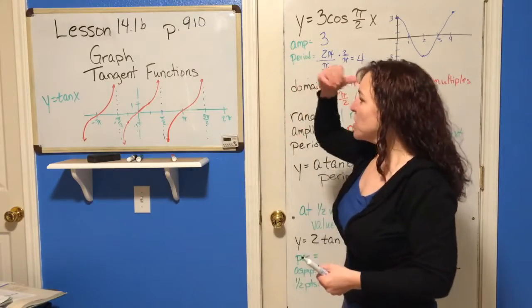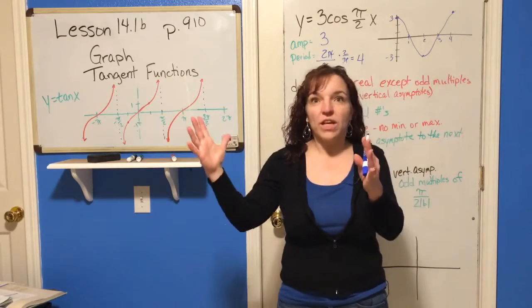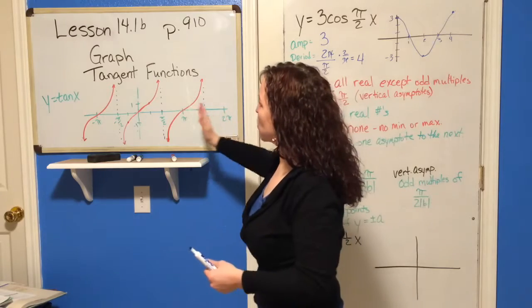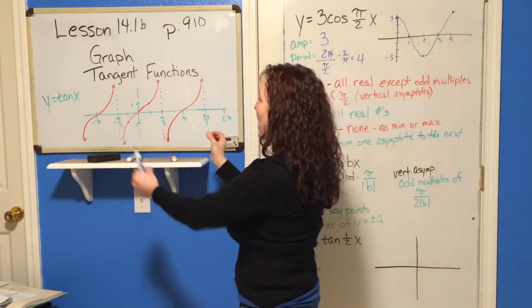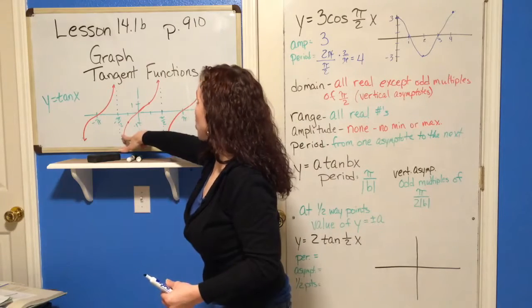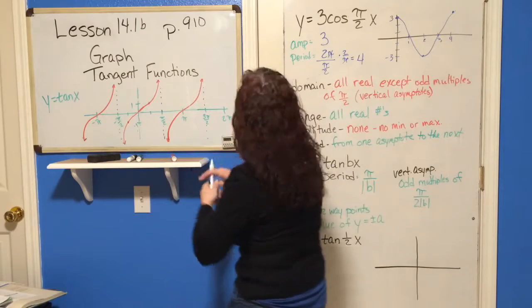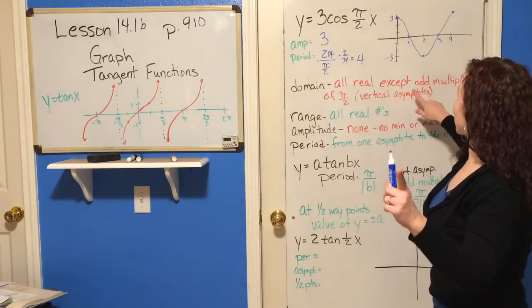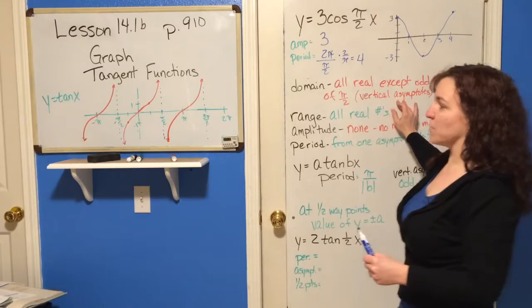In a tangent function, the parent function looks a little bit different. Remember, the sine and cosine had the same curve. They were just kind of shifted. Well, the tangent functions are going to have asymptotes that are pi apart. So what we've got here is a domain of all real numbers except the odd multiples of pi over 2, which are the vertical asymptotes.